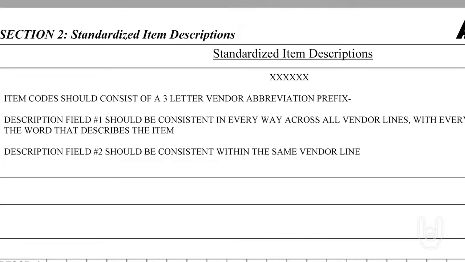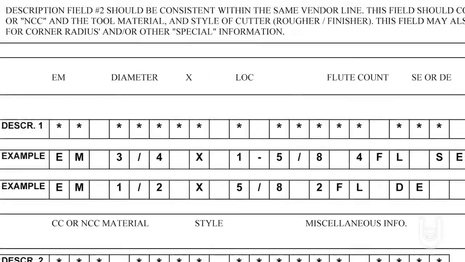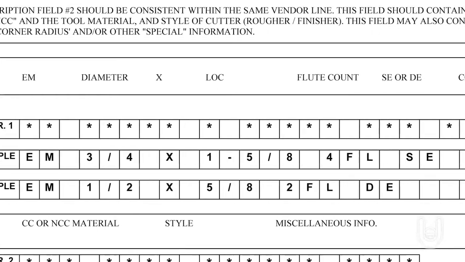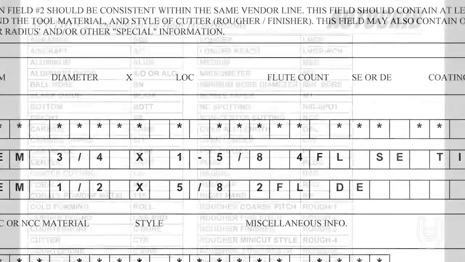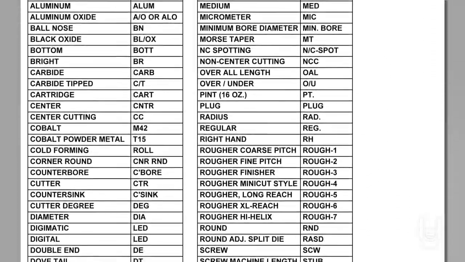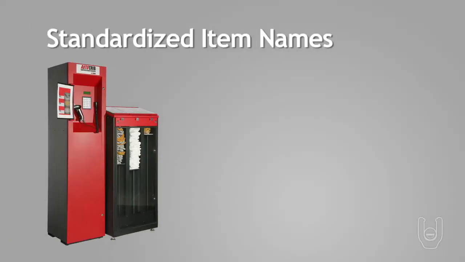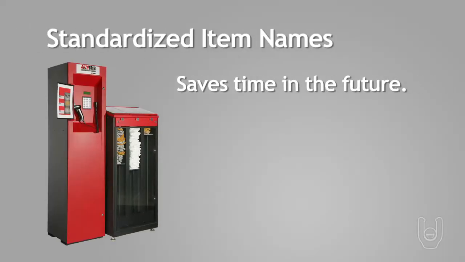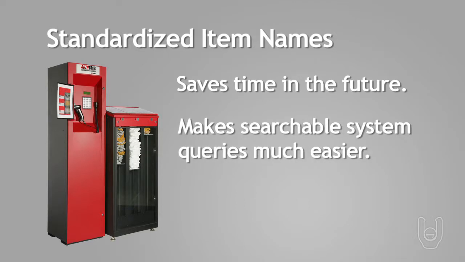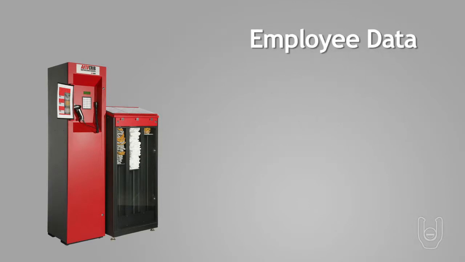The manual supplied with this system has excellent examples of standardized item descriptions. We recommend that you spend some time reviewing these pages and work up a set of standardized items that works for you and your facility. Taking the time to standardize your item names will save you countless hours later and make searchable system queries run much faster later on.